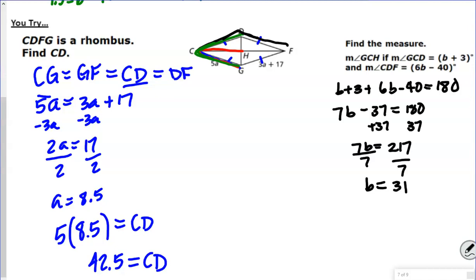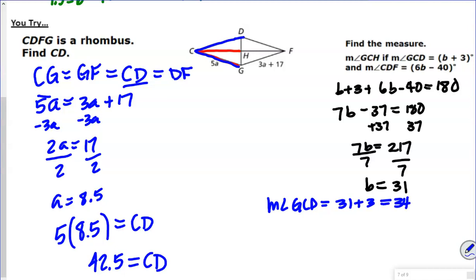Okay, now we have B, but now we have to figure out... So let me erase this so we can go back here and talk over this again. So now notice what they want us to find here is GCH, which is half of angle GCD, right? GCD is right here. So what we want to do is find the angle GCD. So the measure of angle GCD is equal to 31 plus 3, and that's 34, right?